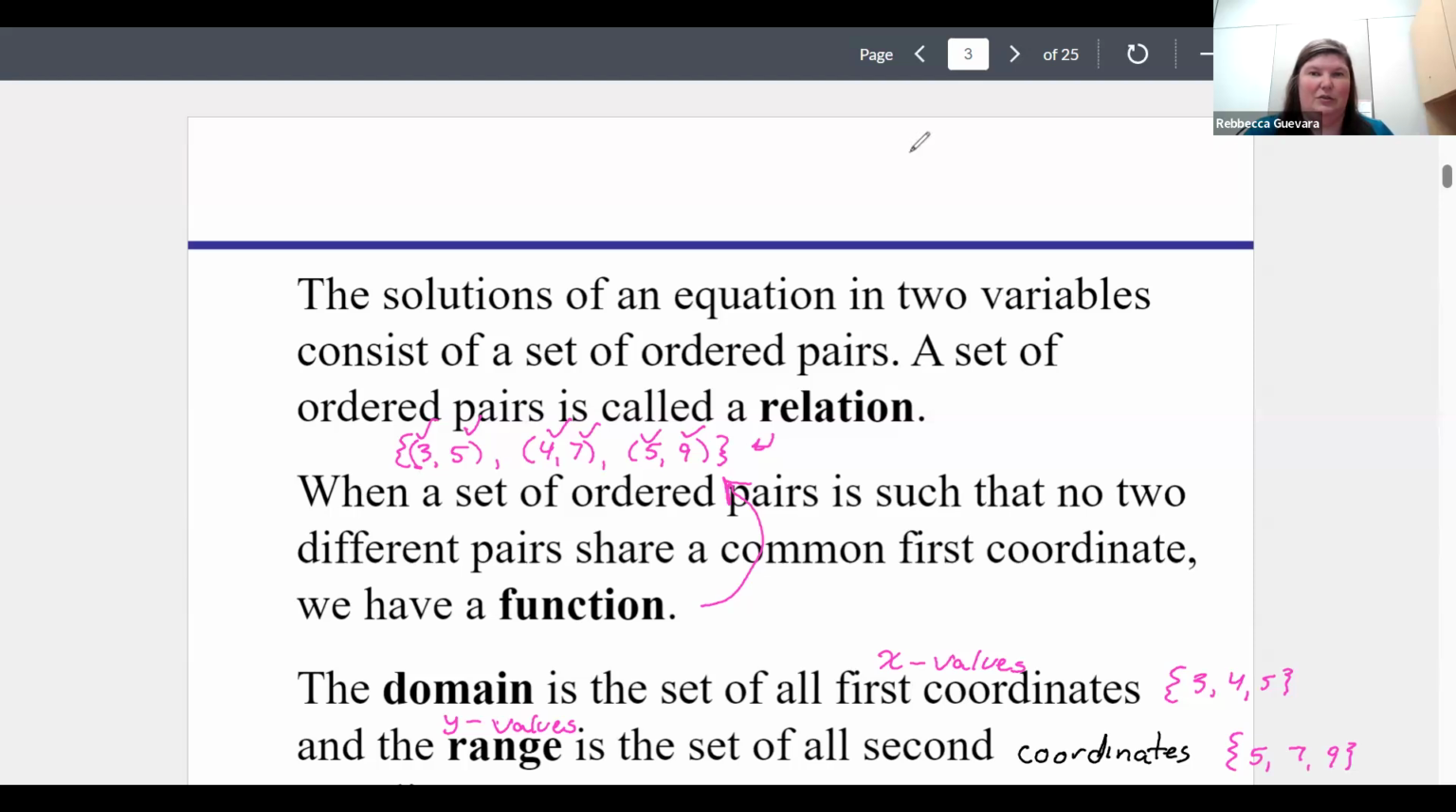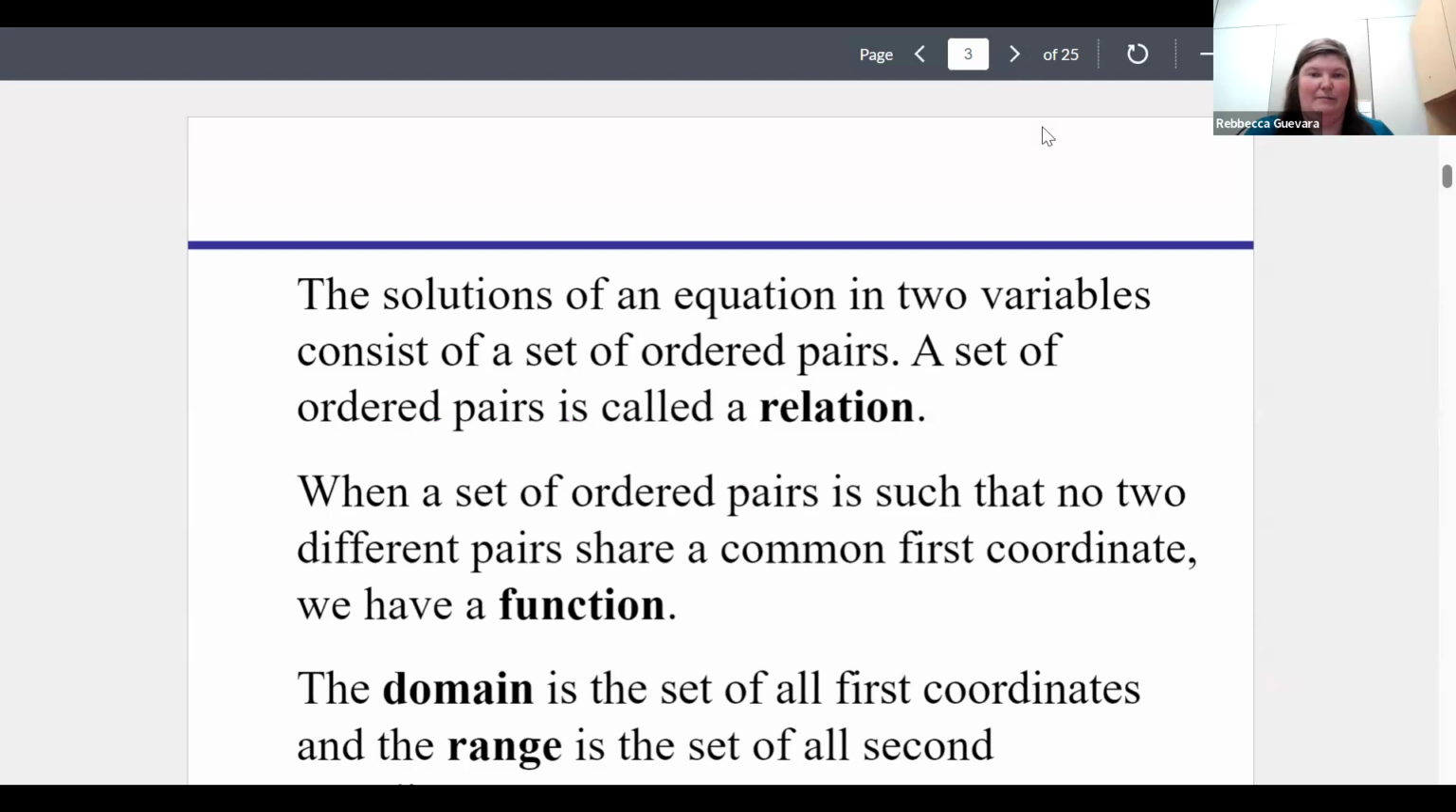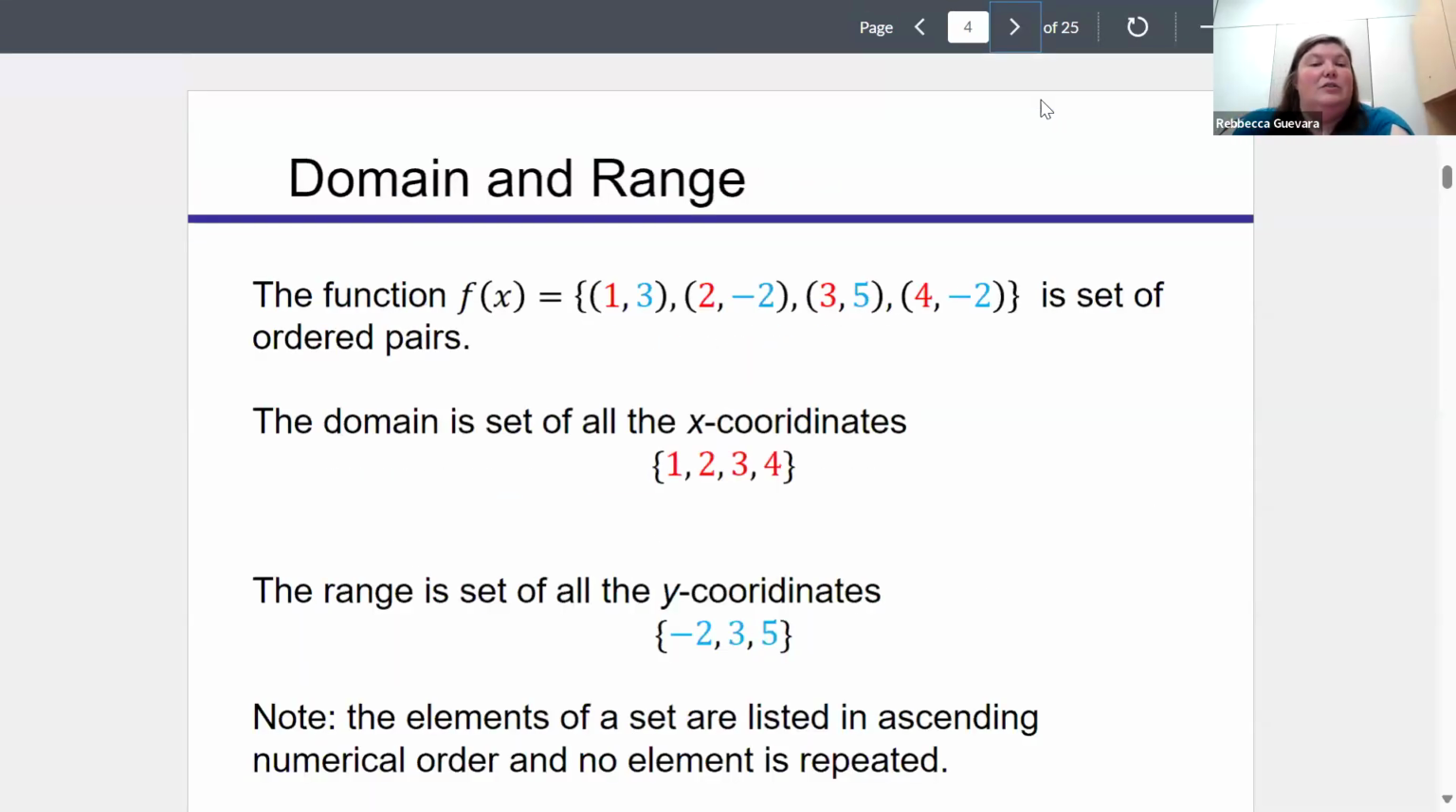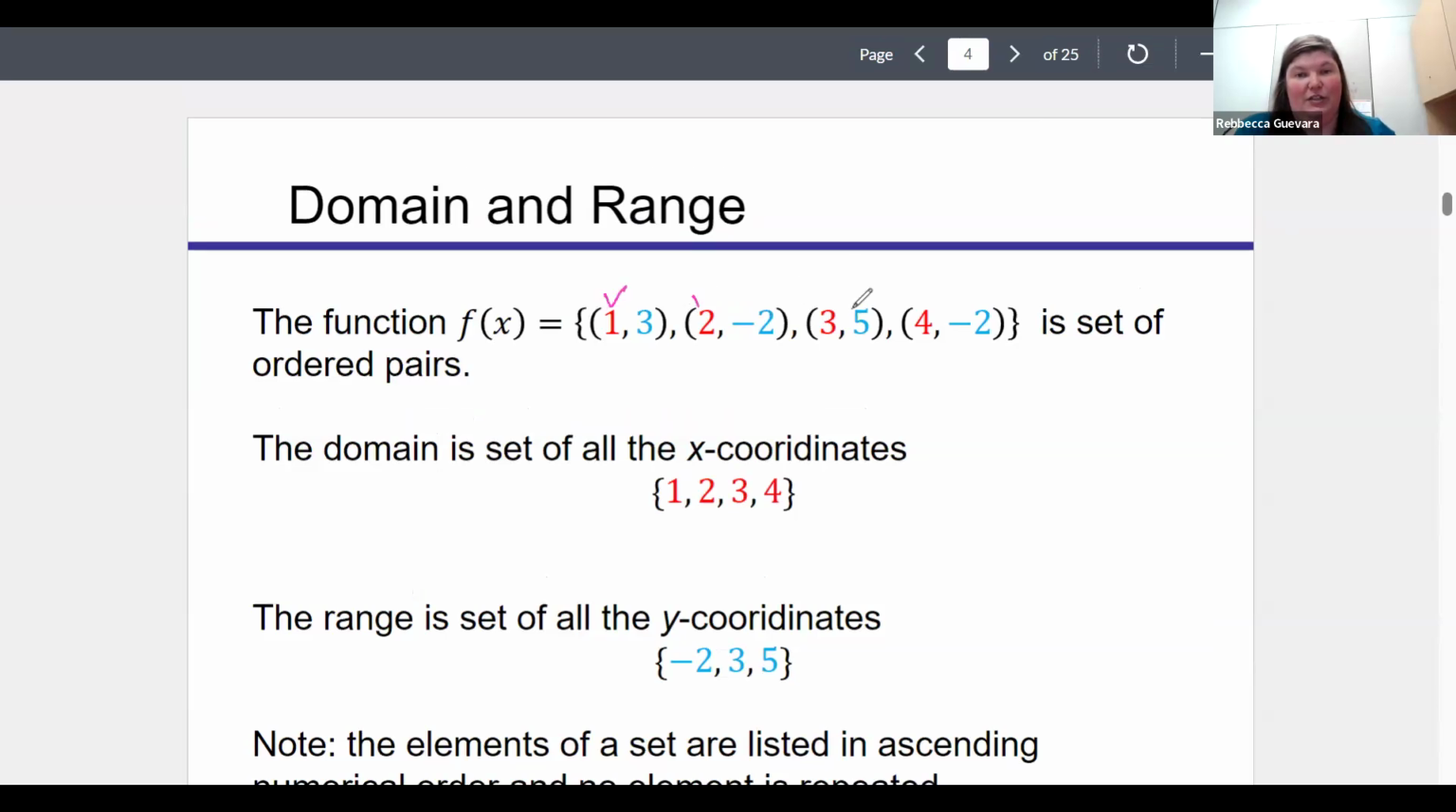All right, so let's do this again. So this is a function. A function could just be, like we said, sets of ordered pairs. So this one's sets of ordered pairs of (1, 3), (2, -2), (3, 5), and (4, -2). The domain is once again going to be all those x coordinates. So it'd be that 1, that 2, that 3, that 4. Notice that these are listed in ascending order.